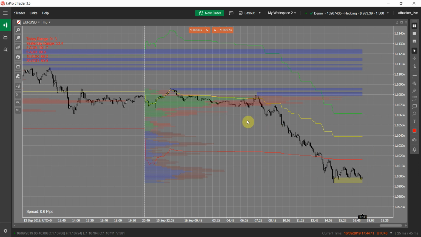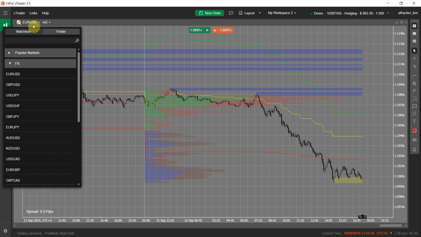If the zone is touched one time by price, the price must get rejected from the zone. If it didn't bounce back from the zone, it shows that the zone is not that strong. Let me switch to another chart.